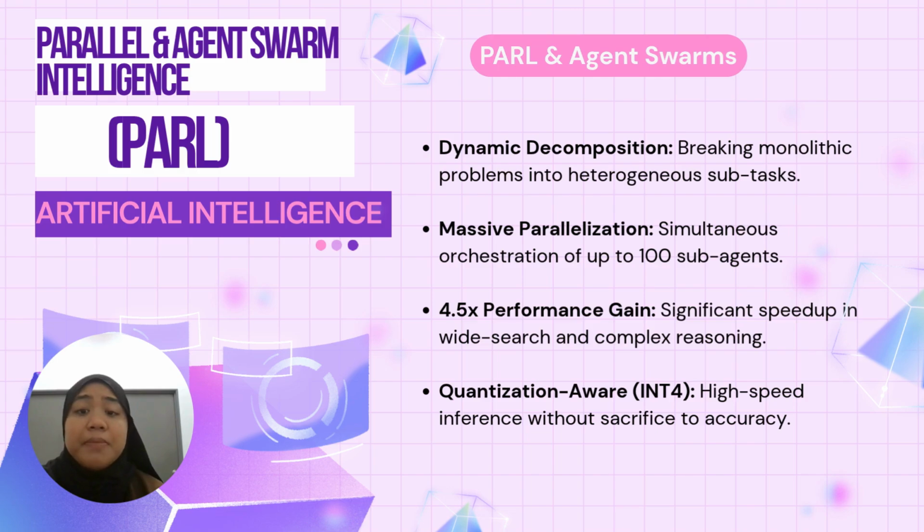This is further optimized by quantization-aware training in INT4. This means the model can perform high-speed inference without sacrificing the precision required for academic or professional research. We aren't just looking at a chatbot, we are looking at a coordinated swarm of intelligence. So this is what the parallel agent swarm does in Kimi AI. So next, I will continue with the strategic adaptability, which is the user experience.